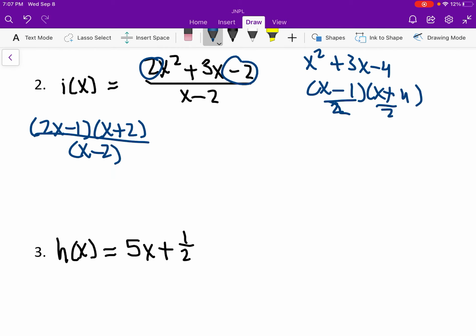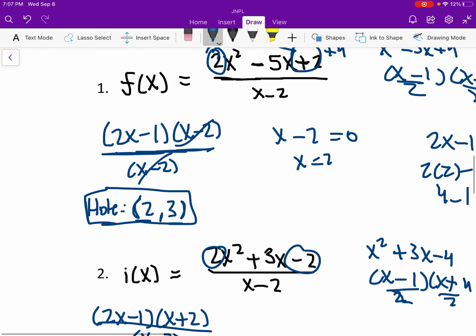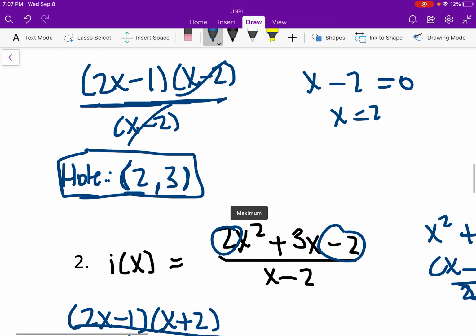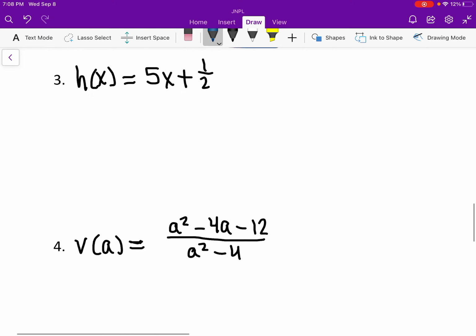Nothing can cancel out this time. But since we have a factor in the denominator, we have a vertical asymptote. To find it, set the factor equal to 0, and then we get x equals 2. So we have a vertical asymptote at x equals 2. We didn't have a vertical asymptote in number 1 because the factor canceled out and there was nothing left in the denominator.